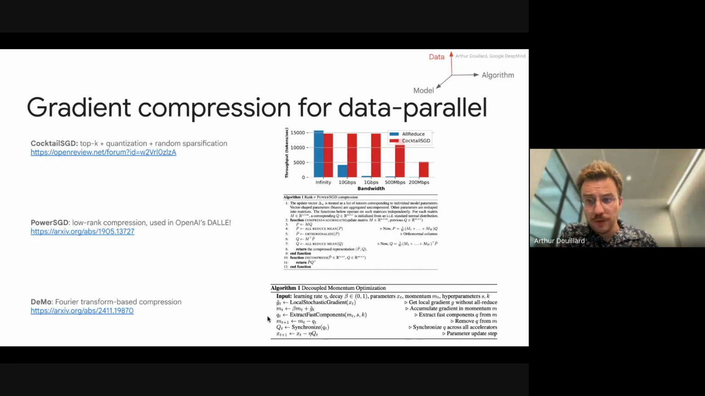All those methods compress very aggressively, which comes with a risk, because you will never be able to get the exact same quality of gradients. The question is whether you can still get good enough performance.